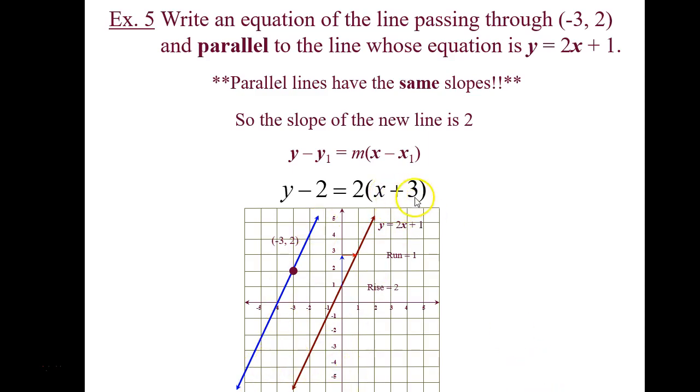And by the way, you notice I left this line in point-slope form. They did not tell me it had to be in a particular form, so I'm going to leave it in point-slope form. That's a valid answer. If they don't specify it needs to be in slope-intercept form, you don't have to change it to that.